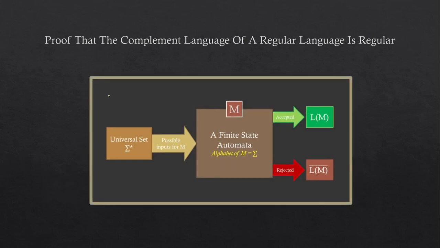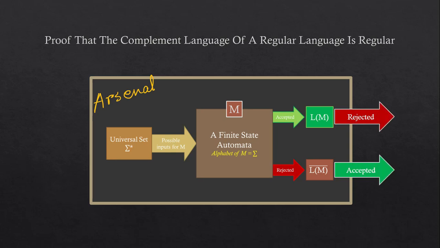Let's call this machine something interesting, say Arsenal. Alright, so our original machine M, and on top of that we have created another machine that we are calling Arsenal. We have built Arsenal to follow the following logic. Whenever M accepts something, Arsenal is going to reject that. And whenever M rejects something, Arsenal is going to accept it.